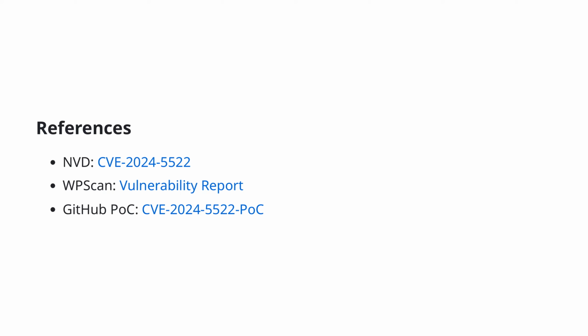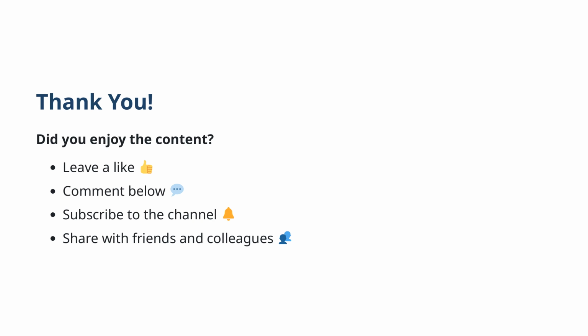3. GitHub Proof of Concept, POC. For a more hands-on perspective, you can review the proof of concept for CVE-2024-5522 available on GitHub. This POC demonstrates how the vulnerability can be exploited, providing a clearer understanding of its practical implications and aiding in testing your own environments. Each of these references can provide further depth and context, helping you solidify your understanding of SQL injection risks and the necessary mitigation steps.